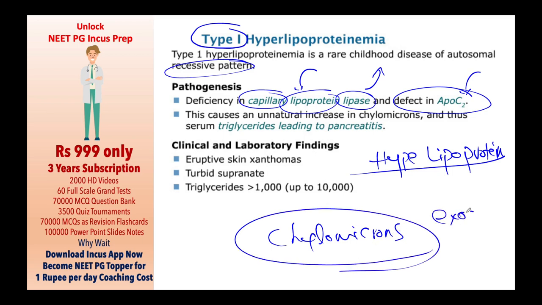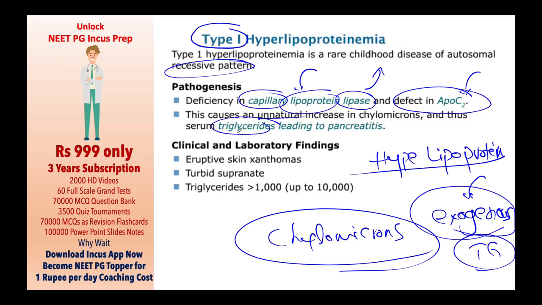exogenous triglycerides. Exogenous. If the person is eating from outside, egg yolk or chicken, mutton, etc. Exogenous triglycerides are typically increased. Serum triglycerides will be significantly elevated, which leads to pancreatitis, is what you need to remember.